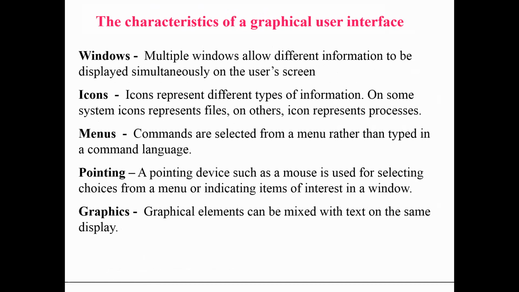These are the characteristics of GUI: windows, icons, menus, pointing, and graphics. That is called the WIMPG. Read them. What are the characteristics?